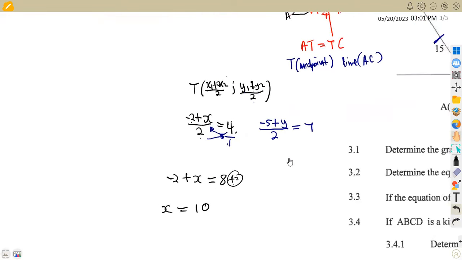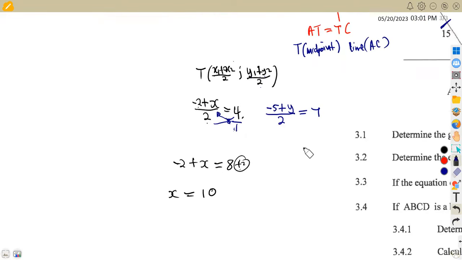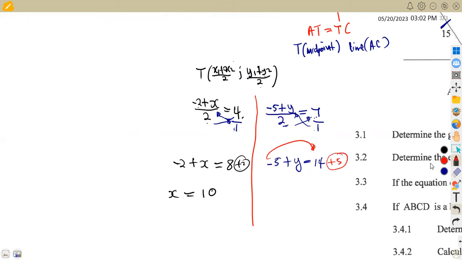Okay, on the other hand, we can solve for y here. We can also treat it as over 1, so you can cross multiply just like the previous part. Let me just separate this so that we do not confuse each other. 1 times negative 5 is negative 5, plus 1 times y, which is y, is equal to, if we cross multiply here, 2 times 7, which gives us 14. So we can transpose negative 5 to this side so that it becomes a positive 5. That means y is equal to 14 plus 5, which is 19.